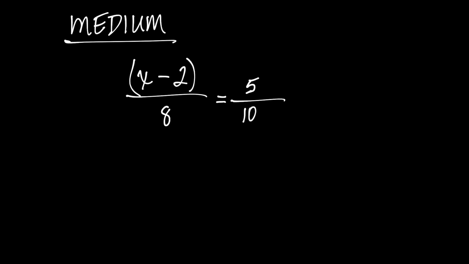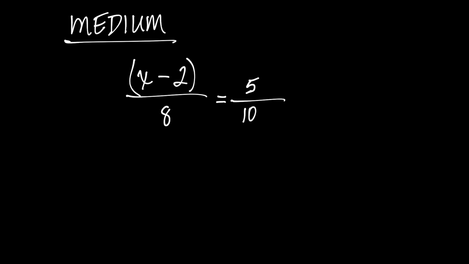So here's one that we'll call medium. The reason being is I now have a binomial numerator here, but there's an equal sign here which tells me this is a proportion, which means this fraction is equal to this fraction. If that's the case, then their cross products must also be the same. So let's go ahead and do that.